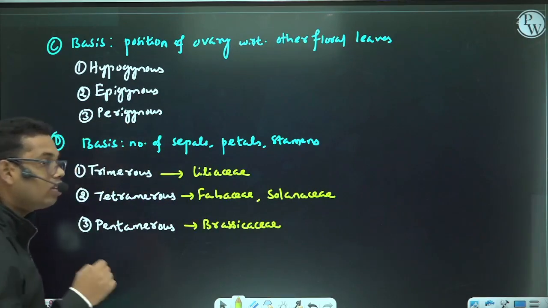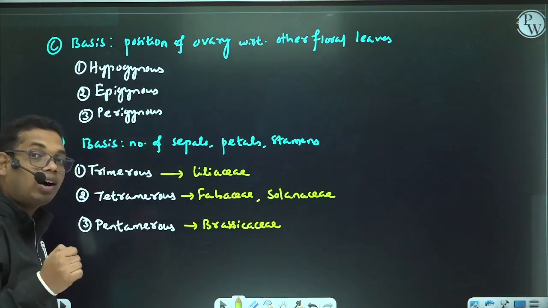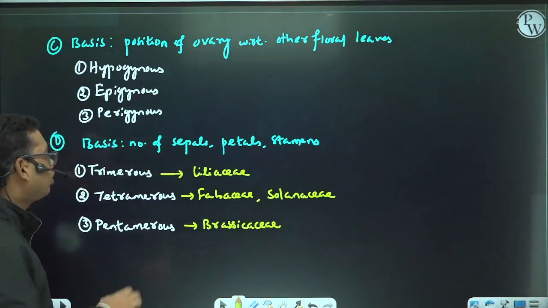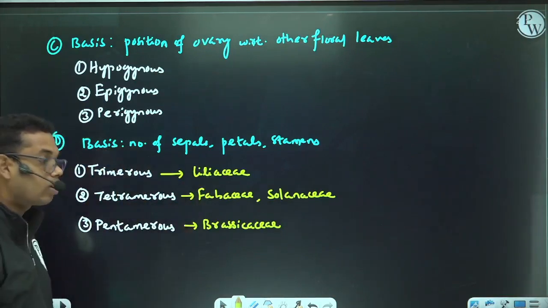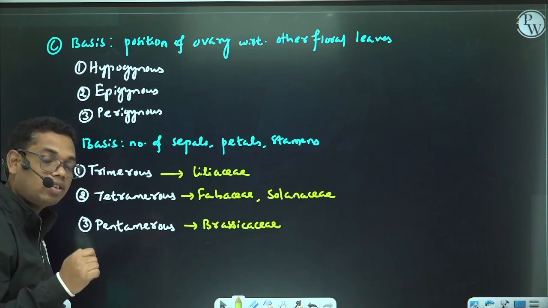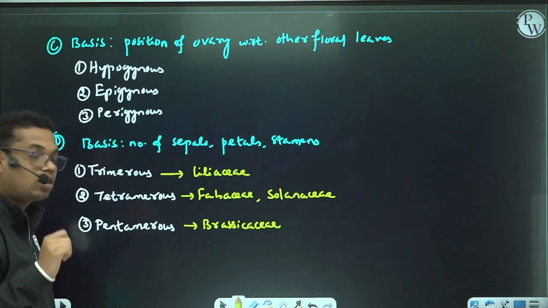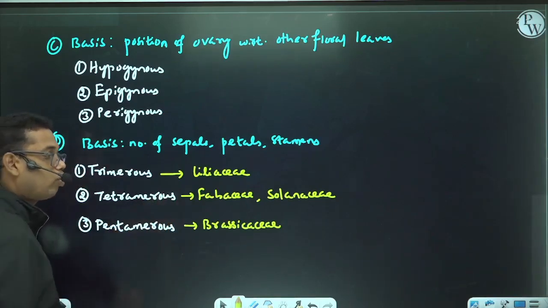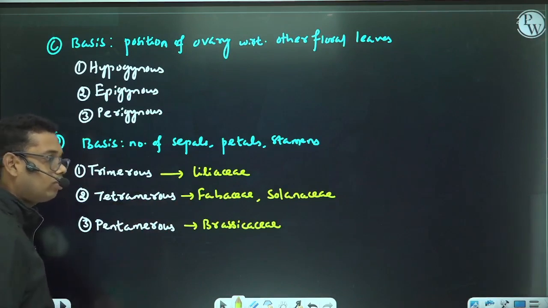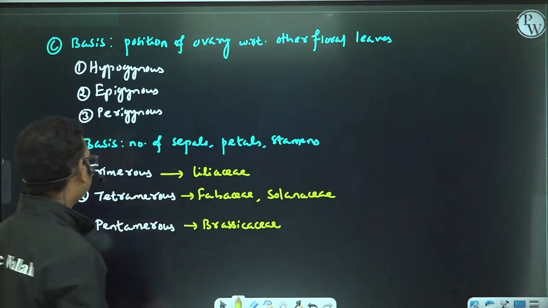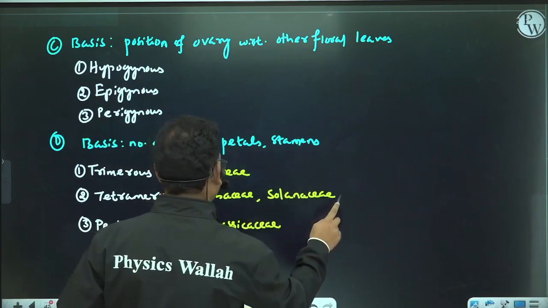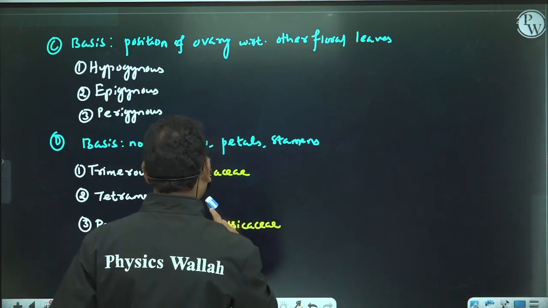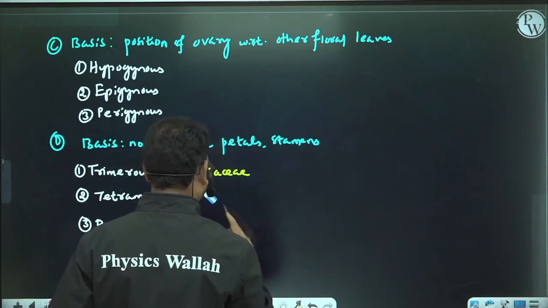If the number of sepals, petals, and stamens is 3 or a multiple of 3, that flower will be called trimerous, and this is a feature of the Liliaceae family. And if the number of sepals, petals, and stamens, or the tepals and stamens, is 4 or a multiple of 4, that will be called a tetramerous flower. Tetramerous flowers are found in the Brassicaceae family. In which family? In the Brassicaceae family.